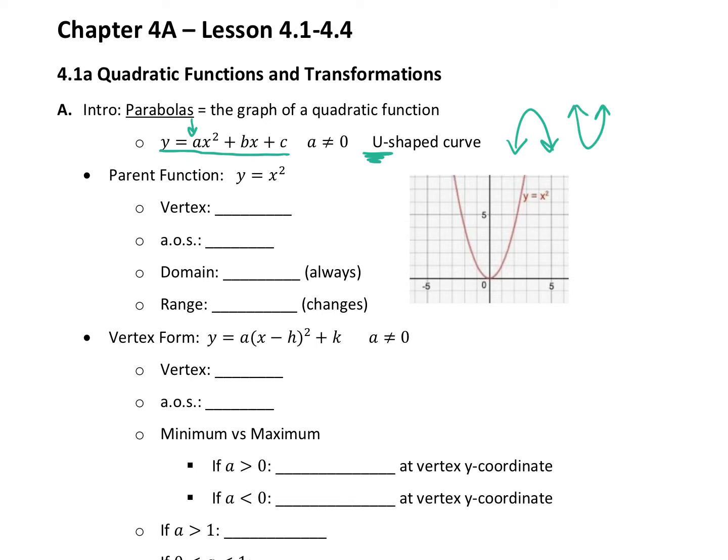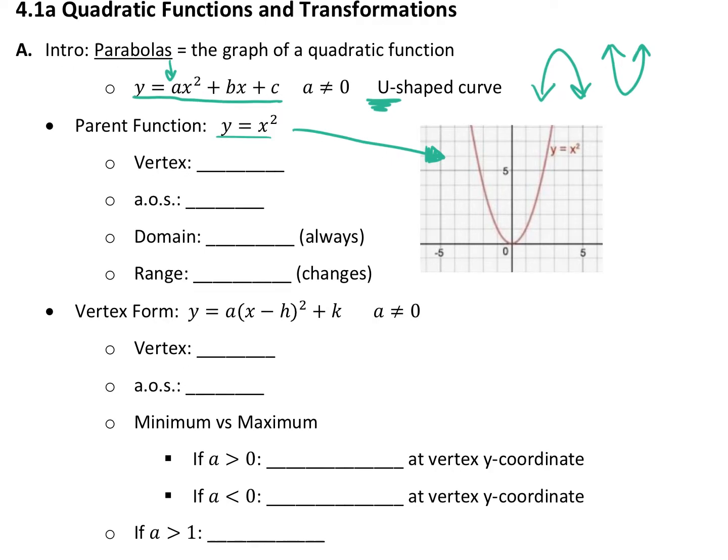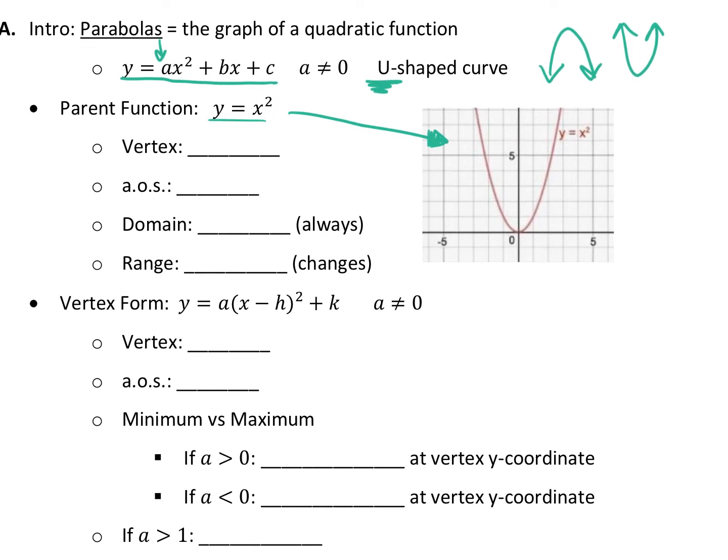And we talked about the parent function for a parabola being y equals x squared. So I graphed that for you here. Y equals x squared would look like this. Where's your vertex in that graph? 0, 0. The parent function, y equals x squared, always has a vertex at 0, 0, okay? Where's your axis of symmetry? X equals 0.